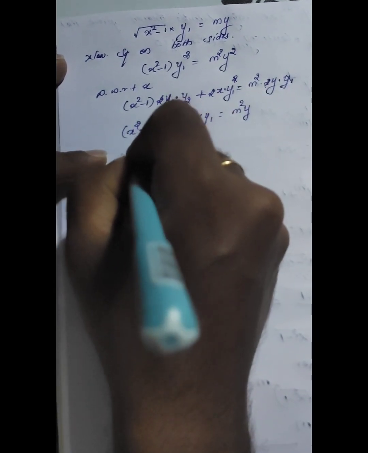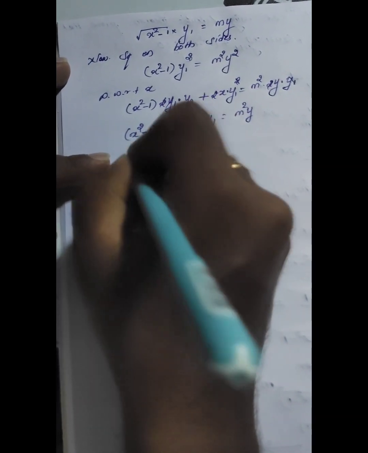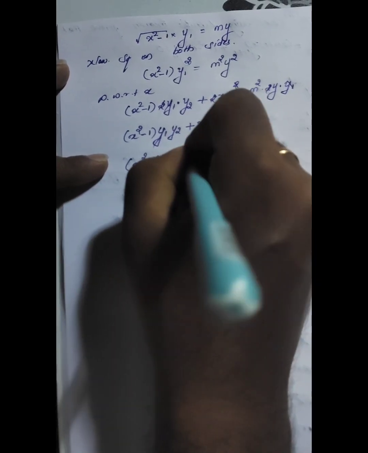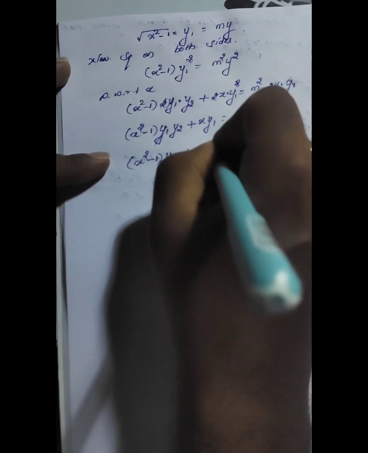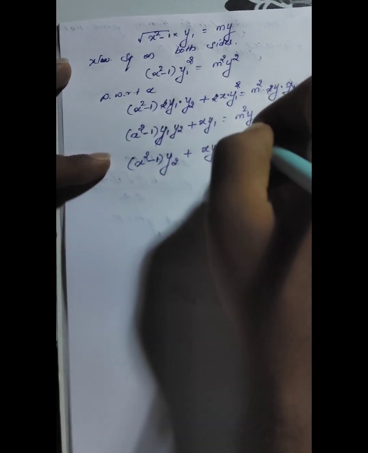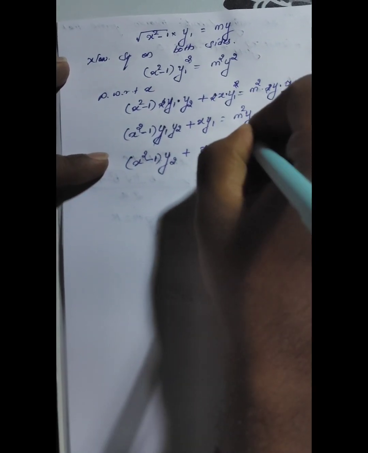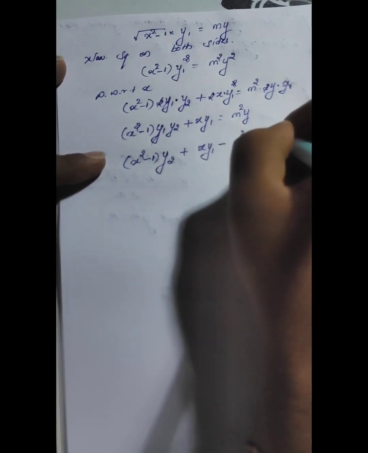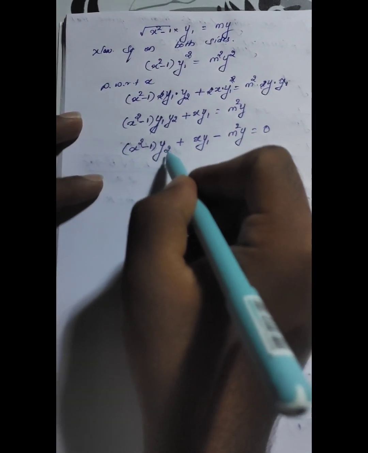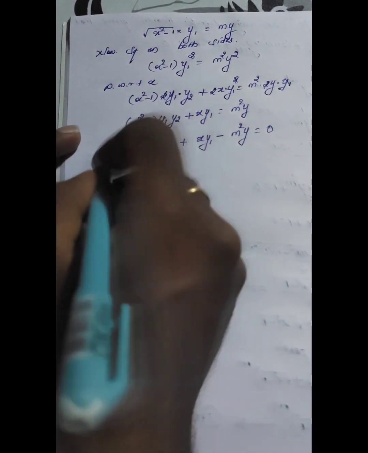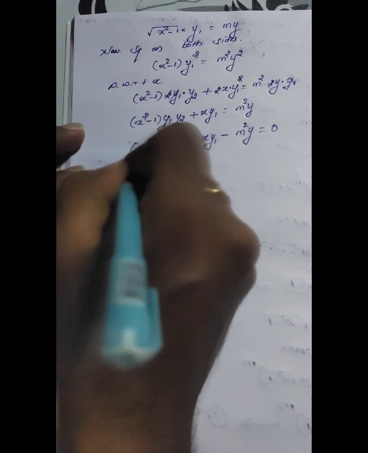Let me rewrite it. (x square minus 1) y2 plus x y1, taking this to the other side, minus m square y, will be equal to 0. Now we have got the expression in terms of y2, y1 and y. Now applying the Leibniz rule.